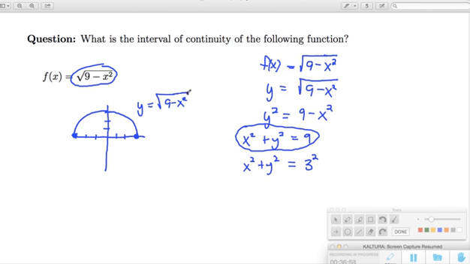So this particular function looks like this. And it says, what is the interval of continuity? Well, obviously this function cannot be continuous on all real numbers. It's not even defined on all real numbers. But it does look like a nice smooth function. You don't have to pick your pencil up to draw it, between -3 and 3. So the interval of continuity here is actually x is -3 up to 3.